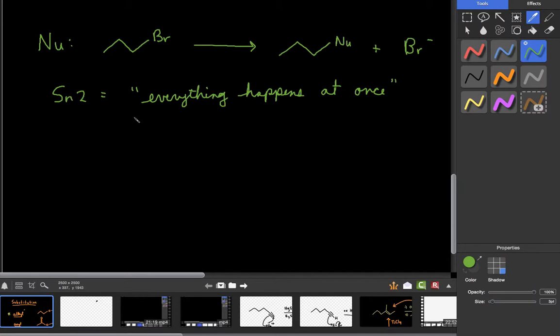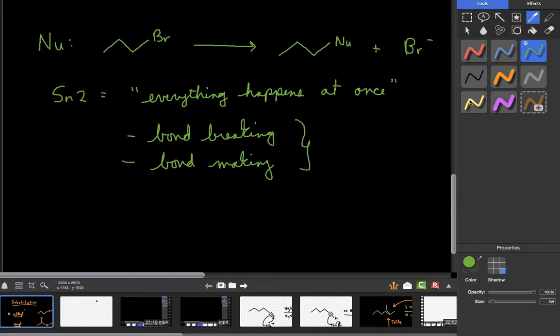And when I say everything happening at once, what I mean is bond breaking and bond making. While it's an overgeneralization to say they occur at the same time, they're very, very close. So to a certain approximation, they do happen at the same time.